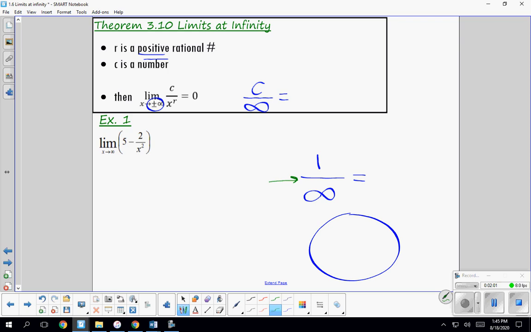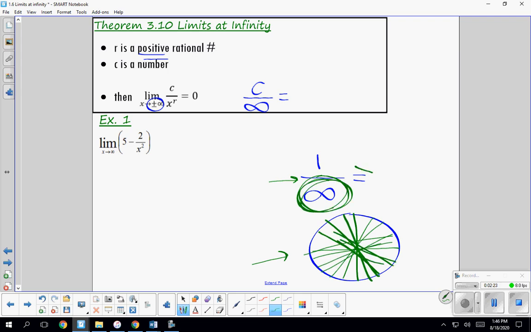If I split it up into 2 pieces, each piece got smaller. If I split it up into 4 pieces, each piece is smaller. Because I'm approaching infinity, I want to split this pizza up into as many pieces as I possibly can. And what happens is each piece is getting so small the closer I get to infinity that it's approaching 0. So any number over infinity, the limit equals 0.